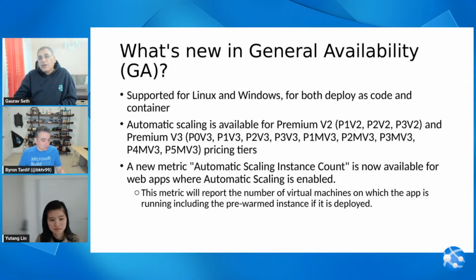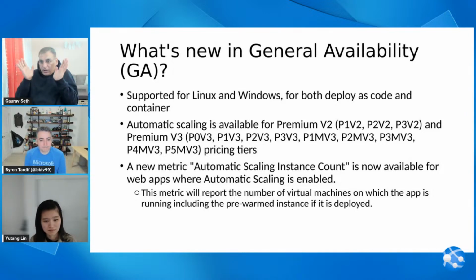And also, we have added a new dedicated metric for automatic scaling called automatic scaling instance count. What that means is basically during that event window when the scaling event is happening, the metric will tell you how many virtual machines, or how many instances in App Service parlance, were deployed for your web application. So exactly that's what this metric does.